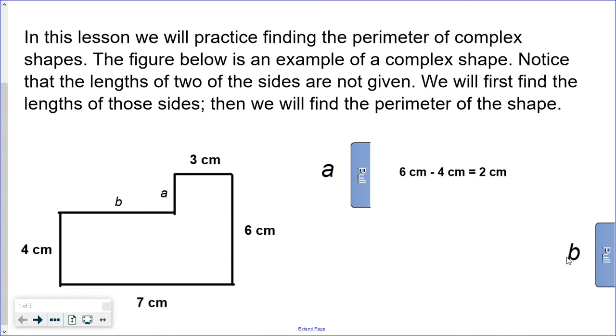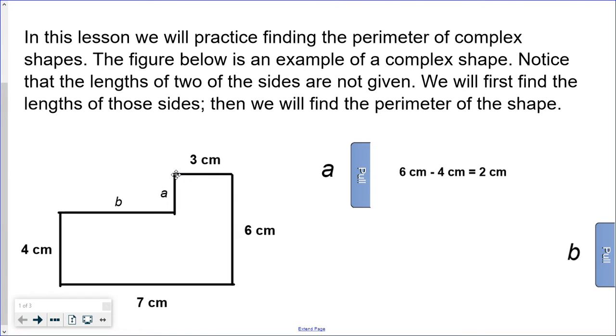Okay, I'm going to do the same thing with letter B. Well, I used the 6 and the 4 to help me with letter A. That probably means I'm not going to use those for letter B because they're not parallel. But you should notice that the 7 is parallel, and you should also notice that the 3 is parallel.